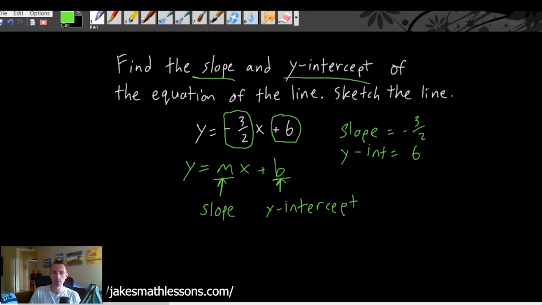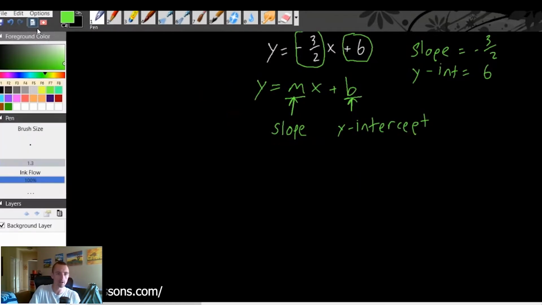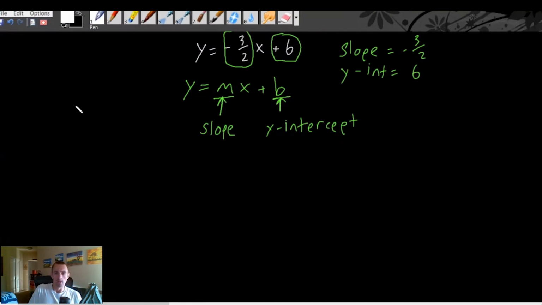Now what we need to do is go ahead and sketch this line. So let's start out just by drawing some x-y axes here.